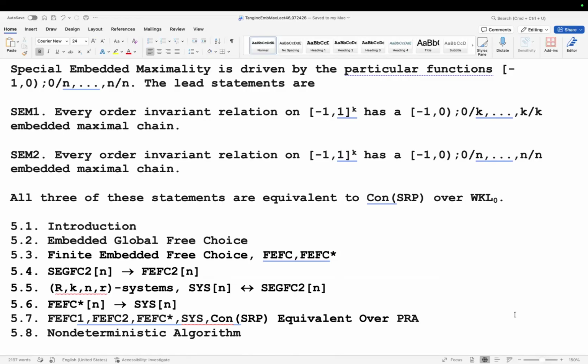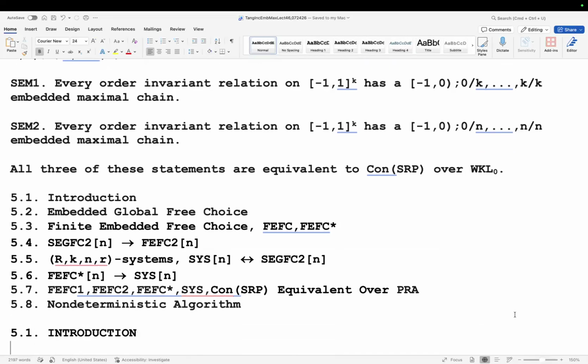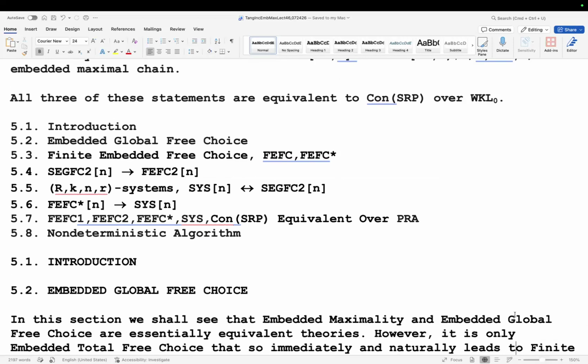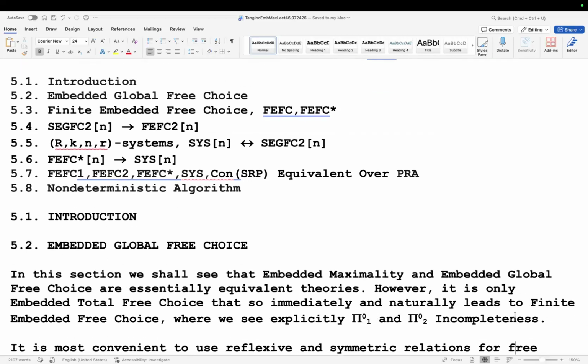I'm done with the discussion of chapters 2 and 3. And now we're going to talk about the main point, chapter 5. So here is a table of contents. There is this subject called embedded global free choice. This is an infinite theory. This is parallel to, a competitor to, and an alternative to embedded maximality. I show that these two subjects are very closely related, almost identical, okay?